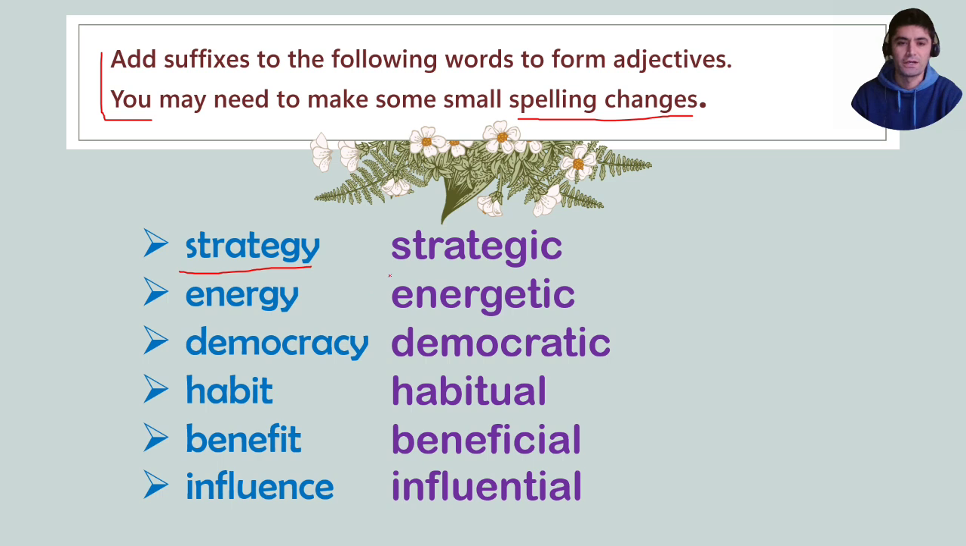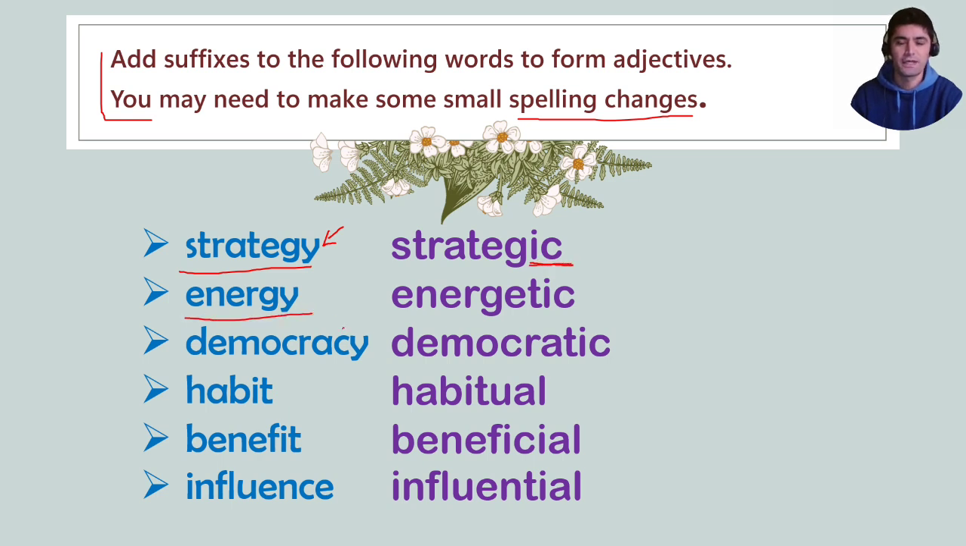Strategy is a noun, and the suffix we added to this word is here, and it became strategic. Strategy is a noun, and the word strategic is an adjective. As you can see, there is a spelling change here, which is the letter Y is being missed in the adjective form. We basically remove the letter Y and use this suffix.